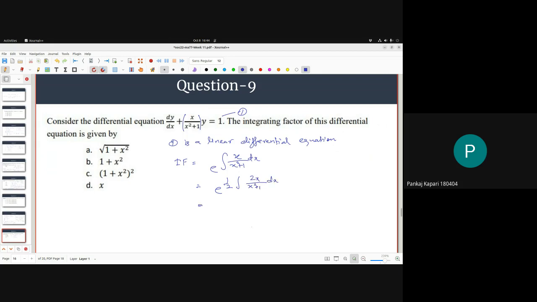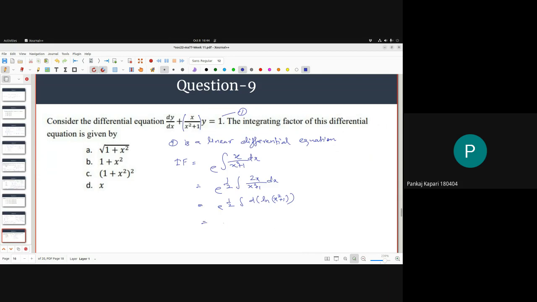Okay, so the whole thing can be written as d of log of x square plus 1. If you find the differential of log of x square plus 1, then you will get exactly 2x divided by x square plus 1.